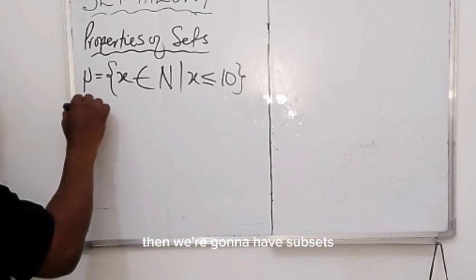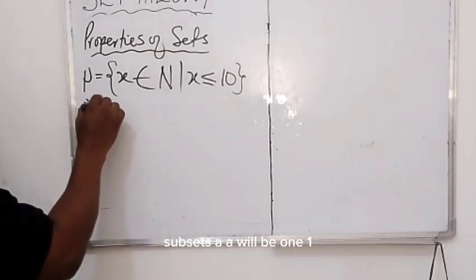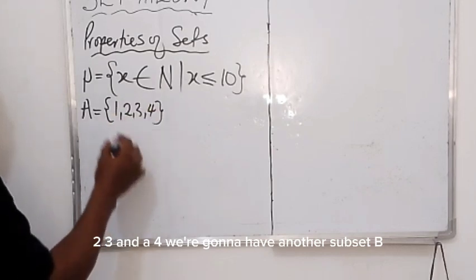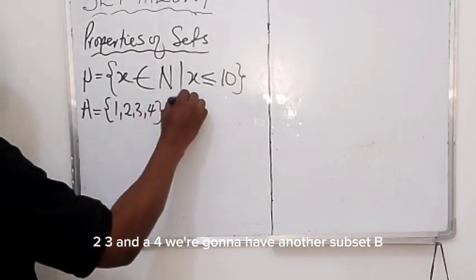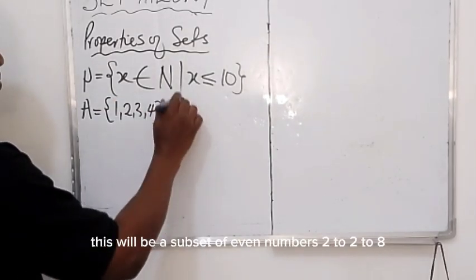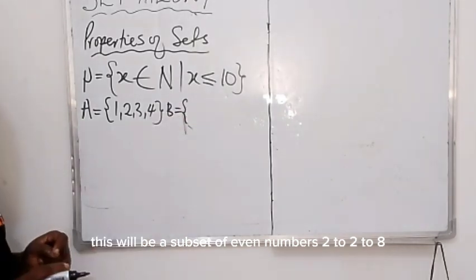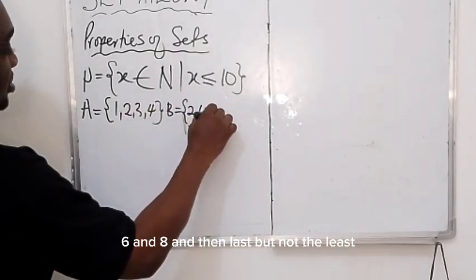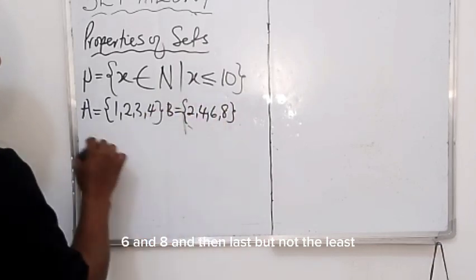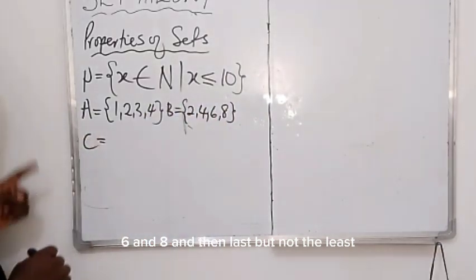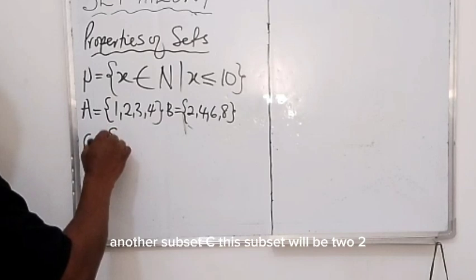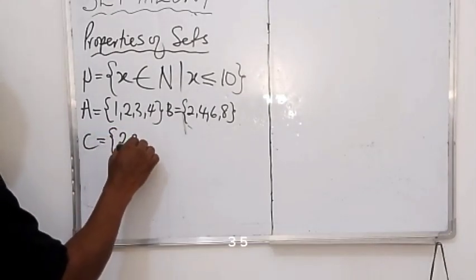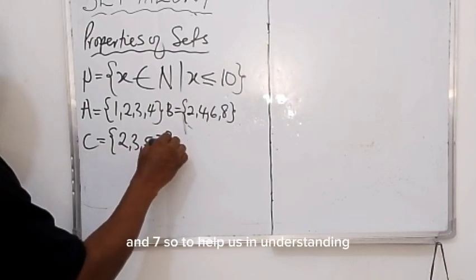Then we're going to have subsets. Subset A will be 1, 2, 3, and 4. We're going to have another subset B. This will be a subset of even numbers 2 to 8, so that will be 2, 4, 6, and 8. And then last but not the least, another subset C. This subset will be 2, 3, 5, and 7.